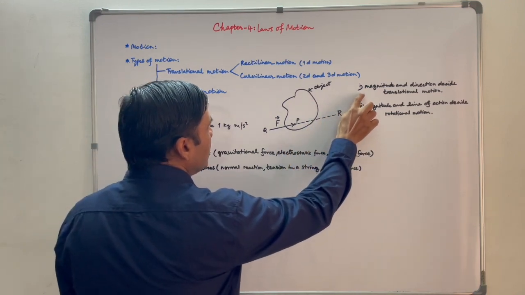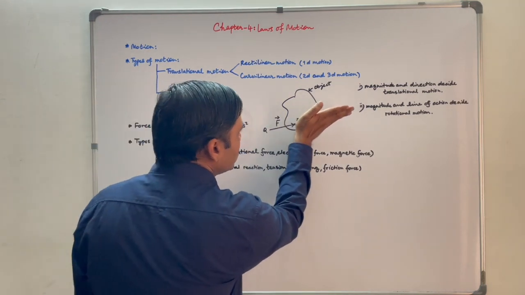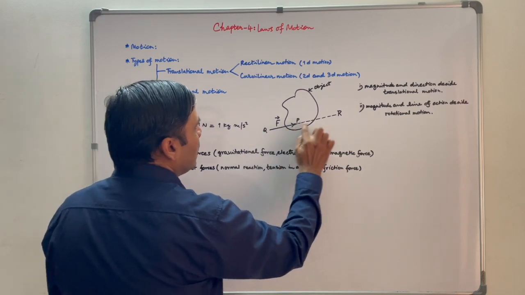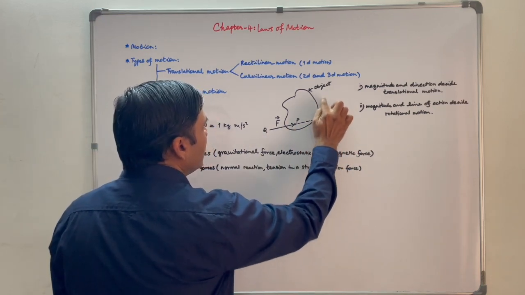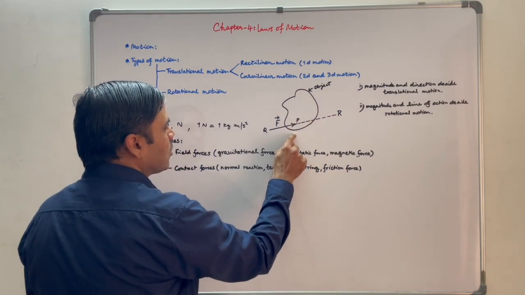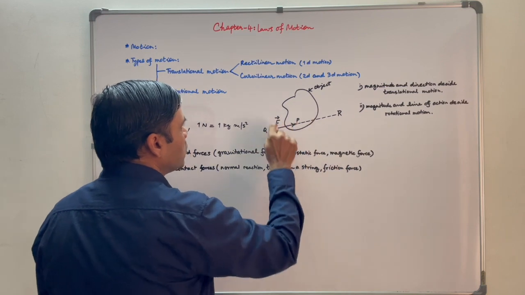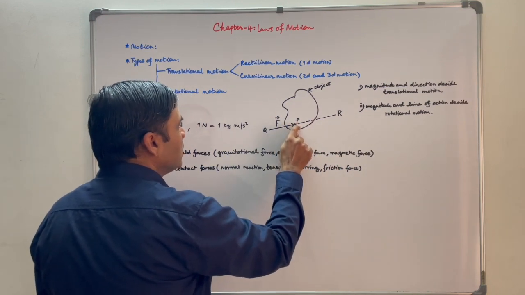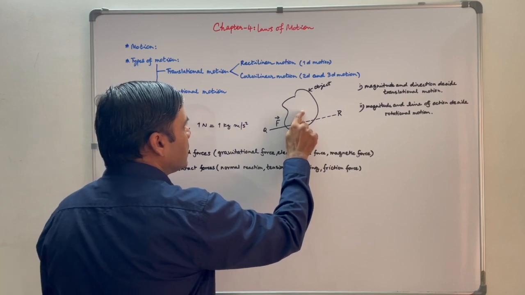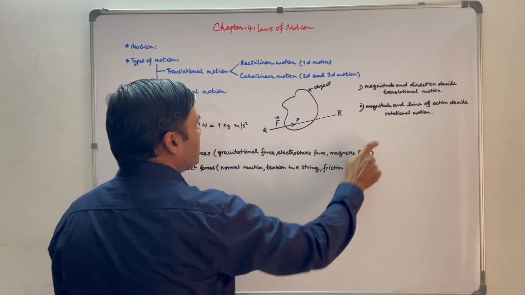Now, point number one, magnitude and direction decide the translational motion of the object. Point number two, magnitude and line of action of force decide the rotational motion of the object. So you can sense that this object will have translational motion as well as rotational motion, rotational because the line of action of force is not passing through the center of mass. We will talk more about rotational motion in the respective chapter.